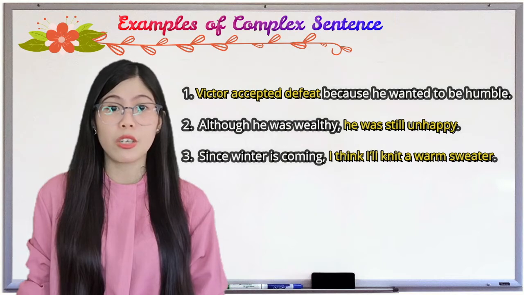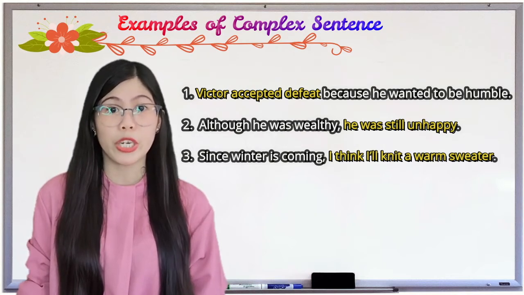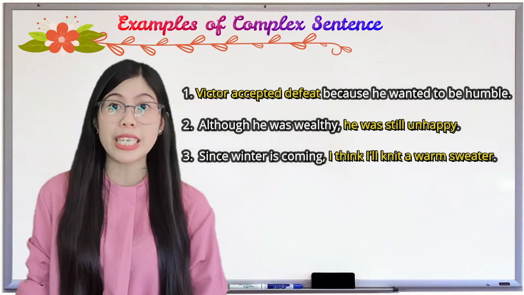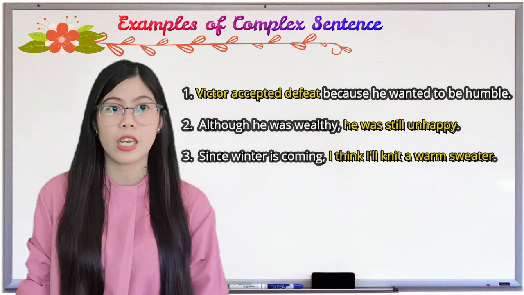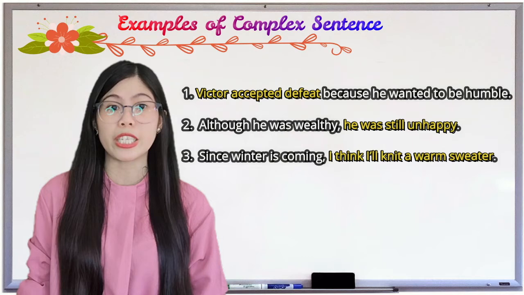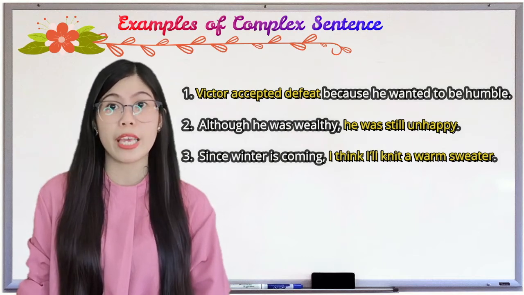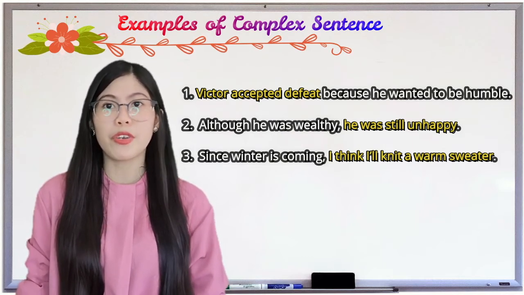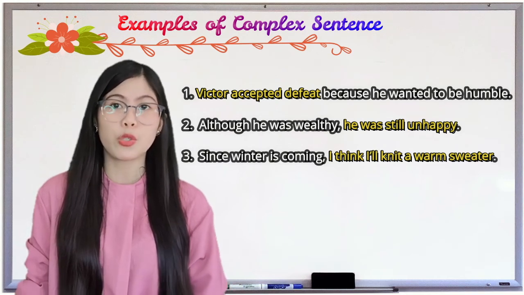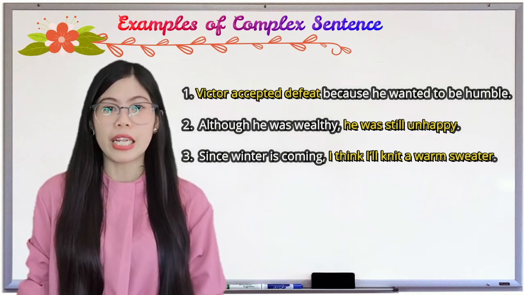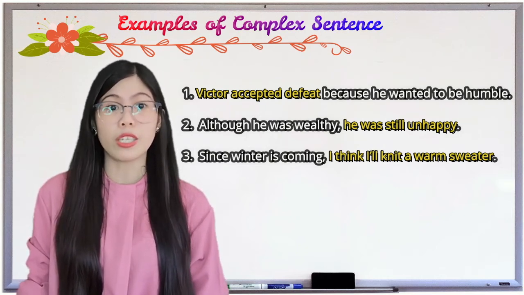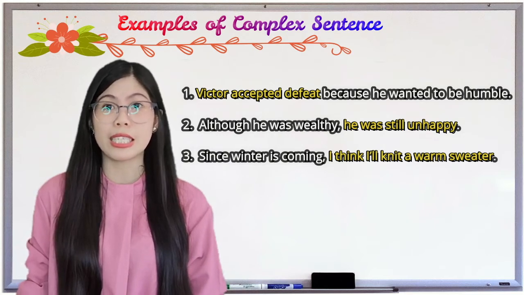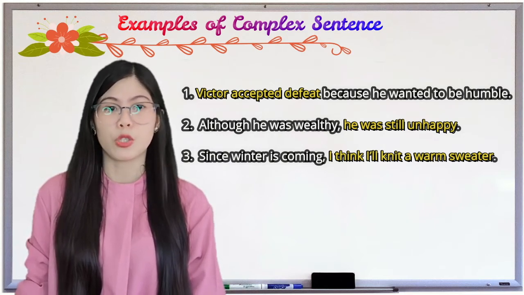And with regards to the use of comma, take note that if the subordinating conjunction is located in the beginning of the sentence, a comma should be put at the end of the dependent clause. However, if the subordinating conjunction is found at the middle part of the statement, do not put a comma. We also have another example: Since winter is coming, I think I'll need a warm sweater. The underlined part is the dependent clause, and the independent clause is I think I'll need a warm sweater.